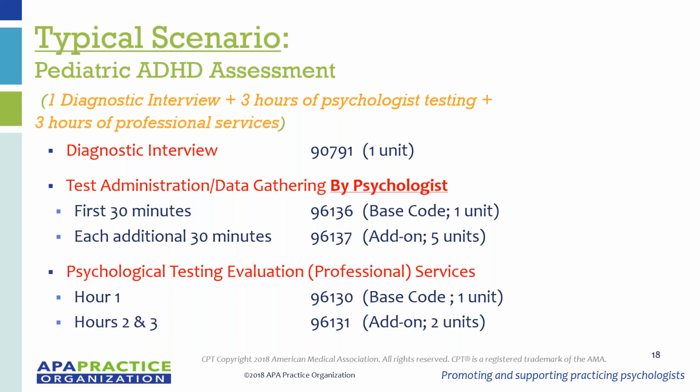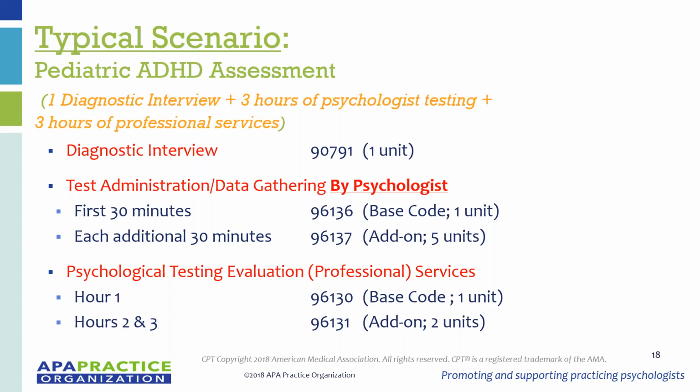So in this scenario, you're submitting a billing summary that has 1 unit of interview, 1 unit of base code for test administration, and 5 add-on units for test administration, data gathering, scoring by psychologists. And you're using 1 unit of 96130, your psychological testing evaluation services, and you're adding on 2 additional units for your 3 hours total of the add-on code 96131.